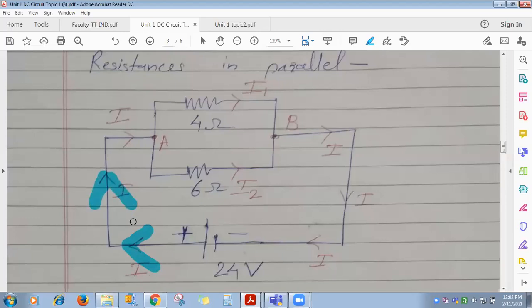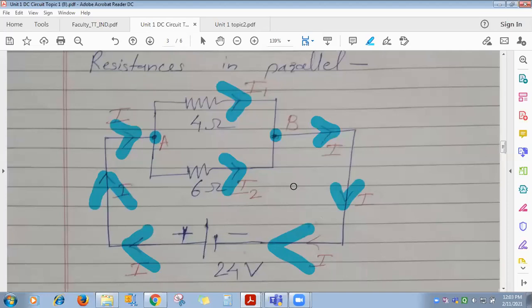It starts from the positive terminal of the battery. Once it reaches node A, you will find it has two branches to flow. Some current will flow through 4 ohm, which I have marked as I1. The rest of the current will flow through 6 ohm, which I have marked as I2. And again, once they reach point B, I1 plus I2 will flow from B, which is equal to I. Okay, and this same current I will reach the negative terminal of the battery.